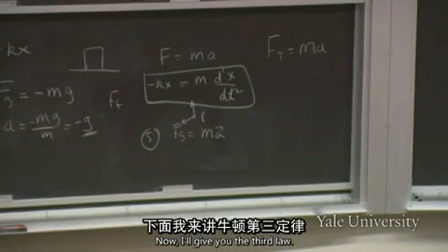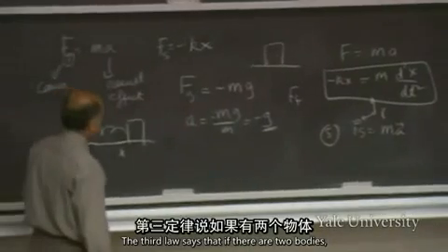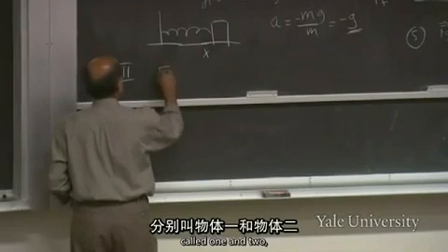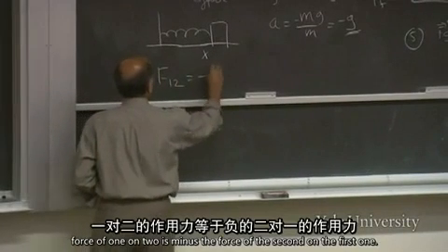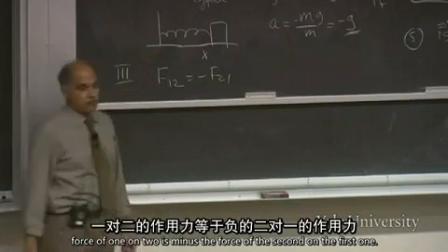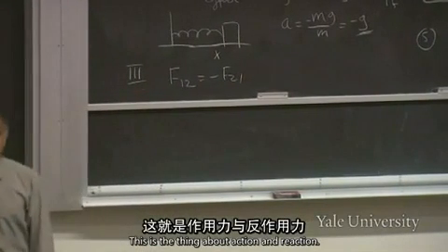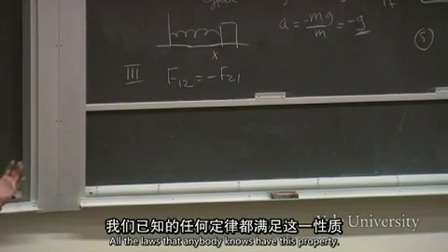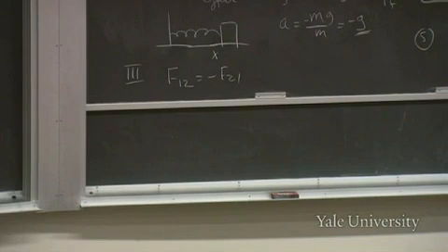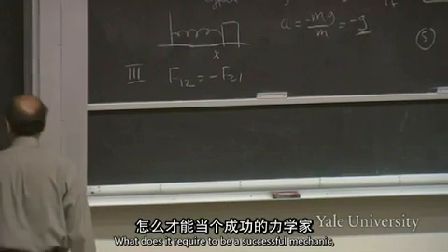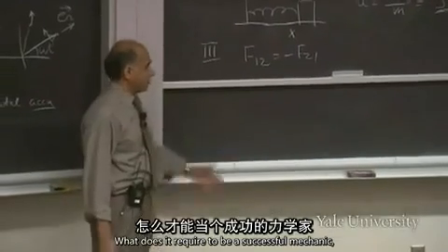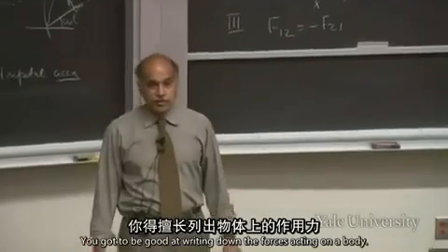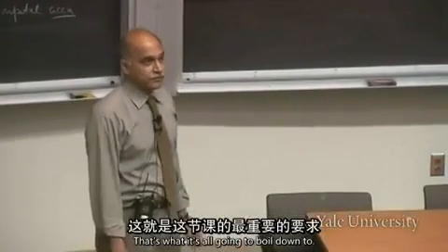Okay, now I'll give you the third law. The third law says that if there are two bodies, then called 1 and 2, force of 1 on 2 is minus the force of second on the first one. This is the thing about action and reaction. And all the laws that anybody knows have this property. So what does it require to be a successful mechanic, to do all the mechanics problems? You've got to be good at writing down the forces acting on a body. That's what it's all going to boil down to.